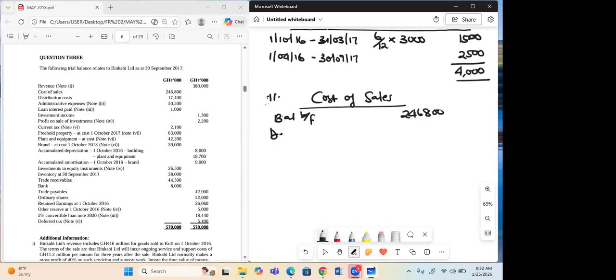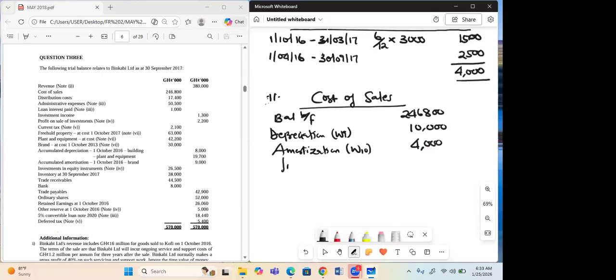They say depreciation and amortization should be charged. So depreciation, yes, working 9. We got 10,000, right? Yes, sir. We got 10,000 more, so we add it. Then amortization, that's what we've just worked in working 10, which gives us 4,000, right? Yes, sir.